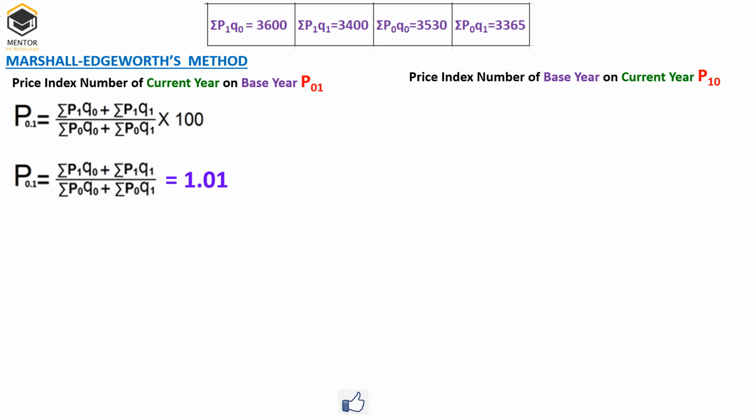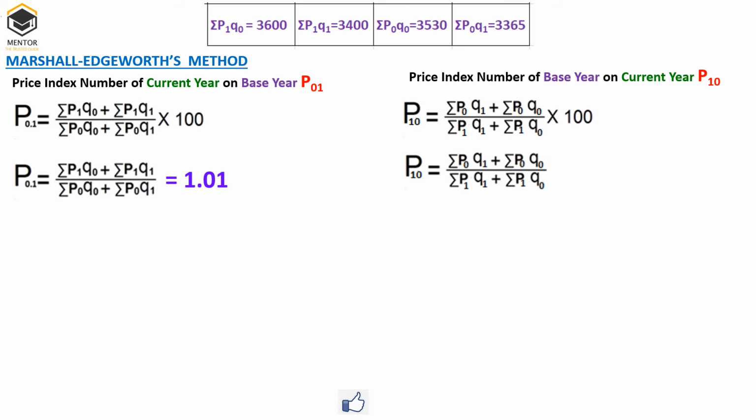Price index of base year on current year, P10. Here we know this formula. In this formula we should not multiply by 100 because we are going to consider only the decimal part, not a percentage. I'm going to substitute the values P0 Q1, P0 Q0, P1 Q1, P1 Q0. After substituting all the values, I will get the price index P10 equals 0.985.